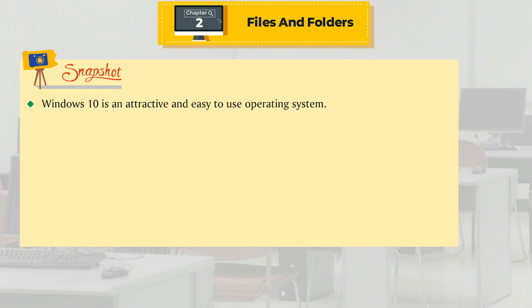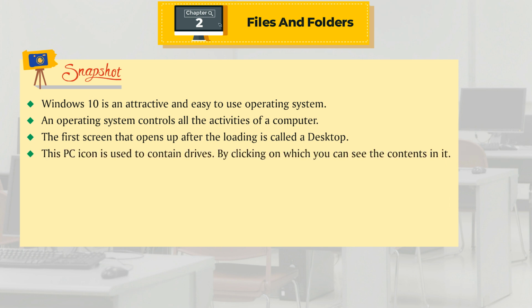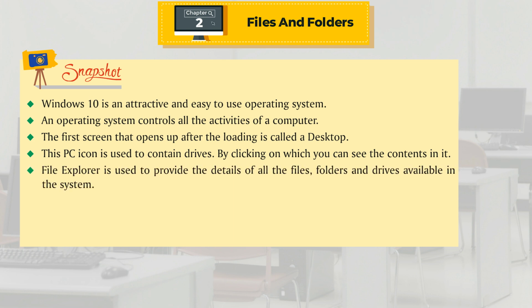Snapshot. Windows 10 is an attractive and easy-to-use operating system. An operating system controls all the activities of a computer. The first screen that opens up after the loading is called a desktop. This PC icon is used to contain drives, by clicking on which you can see the contents in it. File Explorer is used to provide the details of all the files, folders, and drives available in the system.